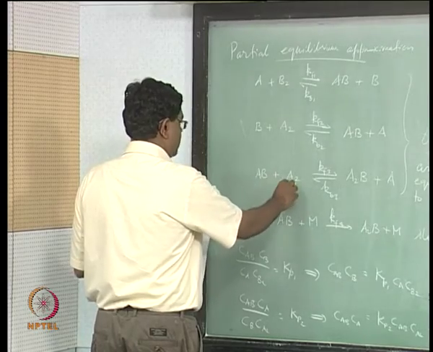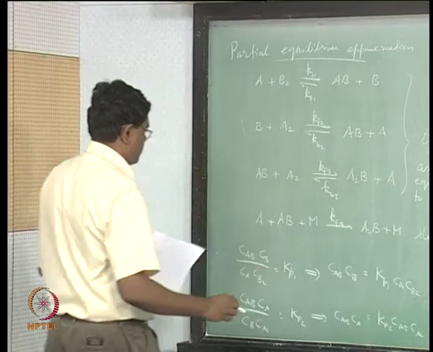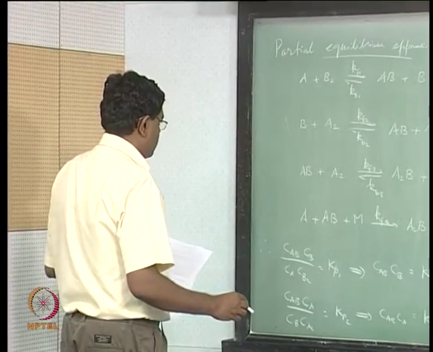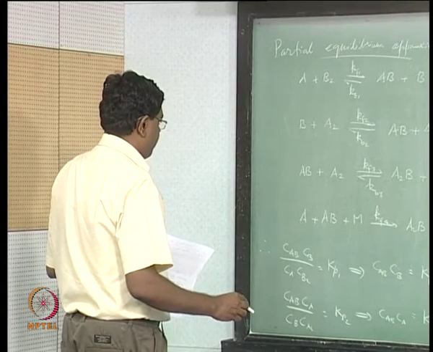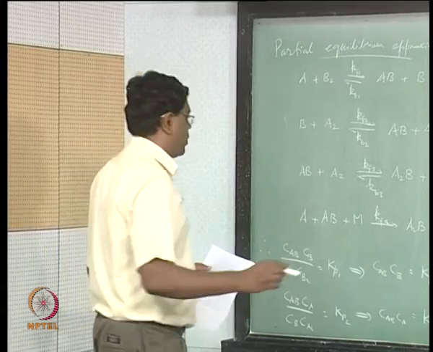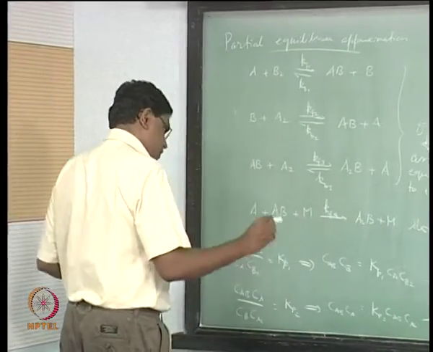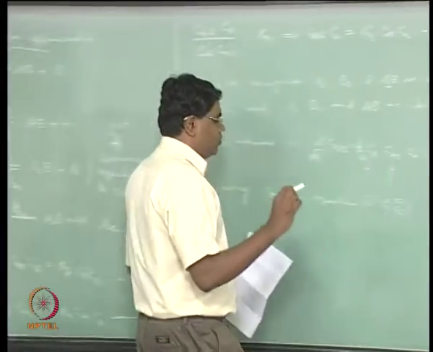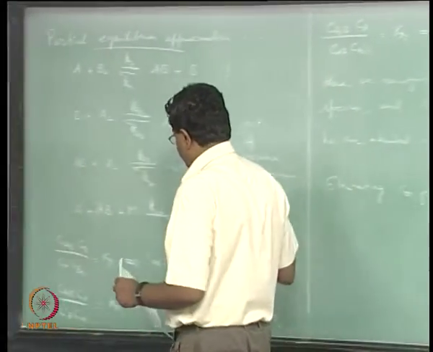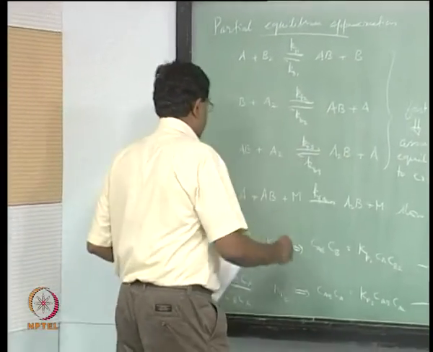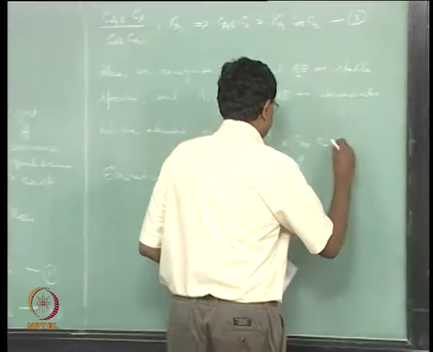A B plus A2, yeah, sure, yes. So when I write dC_AB/dt, I mean this step. Okay, I understand what you mean. Yes, you're right. So strictly speaking, what I need to do is to factor in. Okay, let's do that. Thanks.